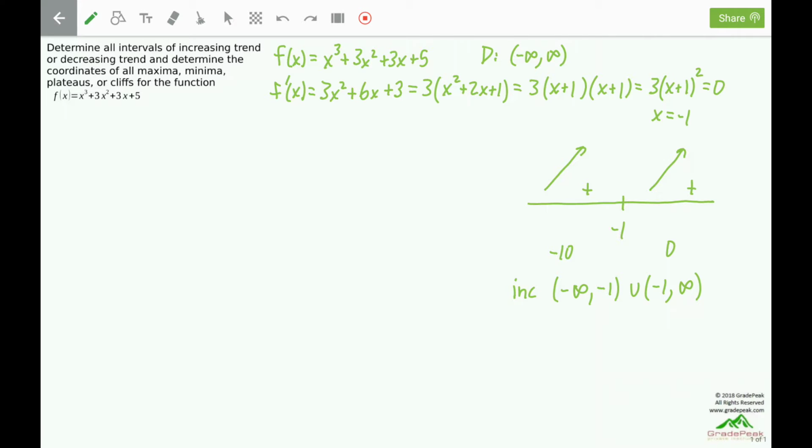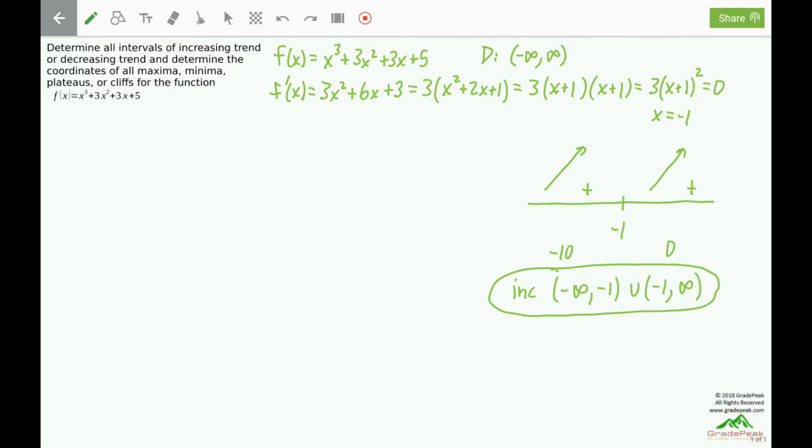Right at negative 1, it does not have an increasing trend. That's why it's round brackets on the negative 1. It's not included in the interval, and there are two separate intervals for this reason. And there is no decreasing trend for this function. Since there was a trend that didn't change at the critical number of negative 1, and negative 1 came from the numerator of the first derivative, negative 1 will be a plateau.